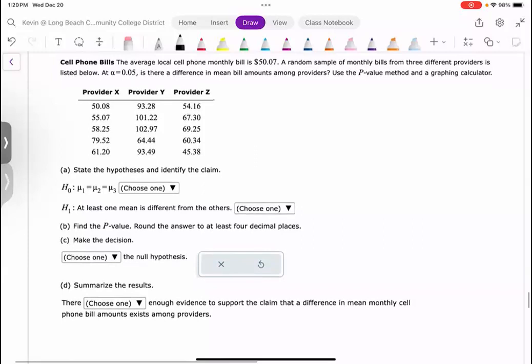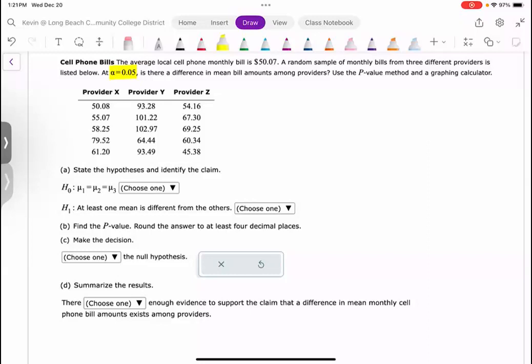for example here, cell phone bills. The average local cell phone monthly bill is $50.07. A random sample of monthly bills from 3 different providers is listed below. At 5%, alpha equals 0.05, is there a difference in mean bill amounts among providers? We're going to use the p-value method.